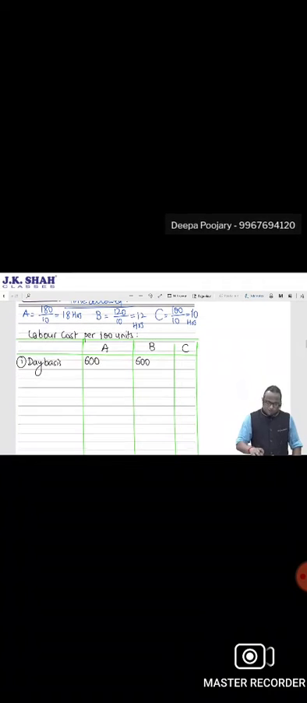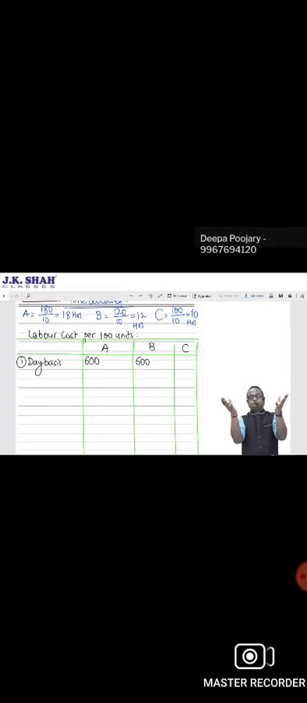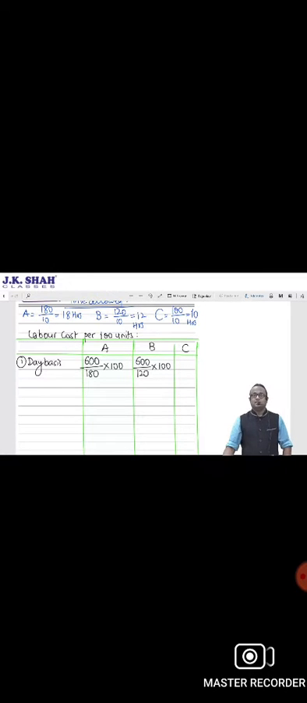Correct? Now, cost per 100 units is not a big deal. You already know how to get cost per unit, right? Total cost divided by quantity will give you cost per unit. The moment you get cost per unit, simply multiply that by 100 and your work is done. So 600 divided by 180. $600 divided by 120 will give you per unit. Multiplied by 100 will give you cost per 100 units. It is as simple as that.